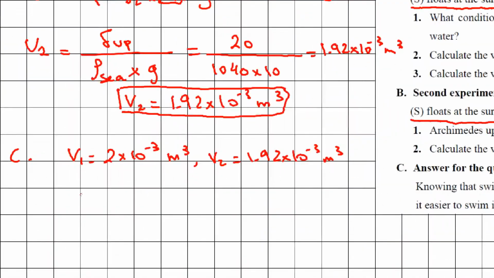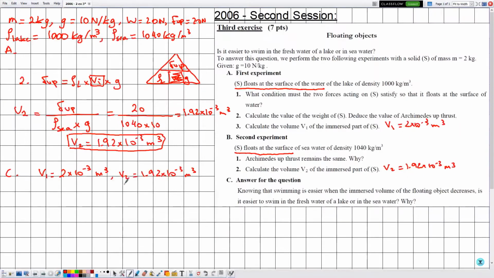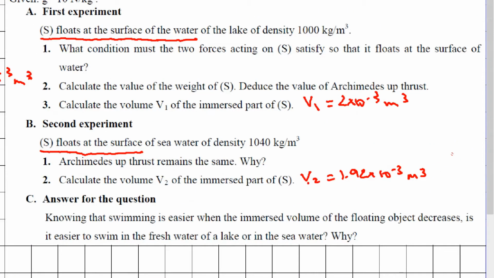And here by comparing, we need to say whether V1 is less than V2, equal, or greater, knowing that they have the same unit, so we can compare the numbers directly. In this case, V2 is less than V1, or we can say that V1 is greater than V2. So the immersed volume corresponding to seawater is less than the immersed volume corresponding to the water of the lake, which means that swimming is easier in the seawater.